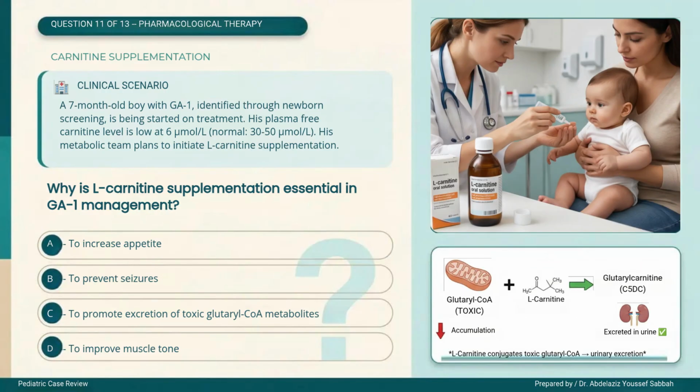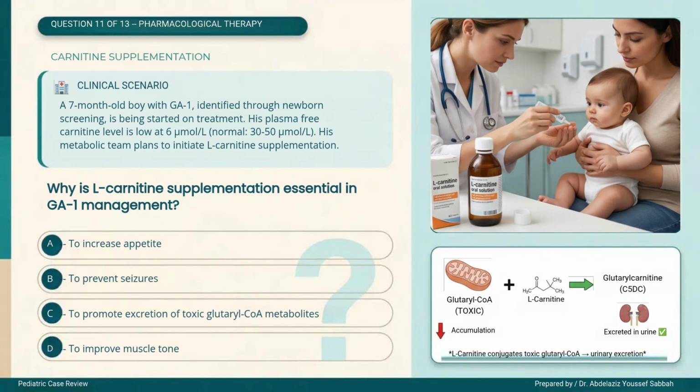Case 12. A 7-month-old boy with glutaric acidemia type 1, identified through newborn screening, is being started on treatment. His plasma-free carnitine level is low at 6 micromoles per liter, where normal is 30 to 50 micromoles per liter. His metabolic team plans to initiate L-carnitine supplementation. Why is L-carnitine supplementation essential in glutaric acidemia type 1 management?